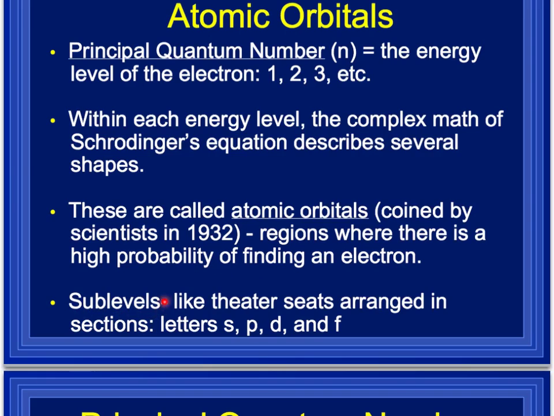And then don't forget, we have these things we call sublevels, and they're these more specific areas where we're going to find electrons. People like to think of these like theater seat arrangements, where if I'm sitting in row 8, I might have seat s or seat p. Or if I'm in row 2, I might have seat f. They're just more specific location markers.